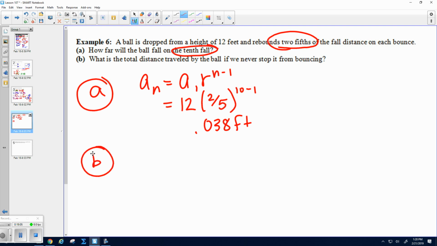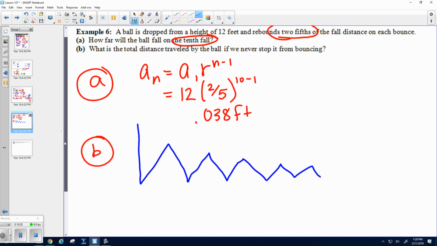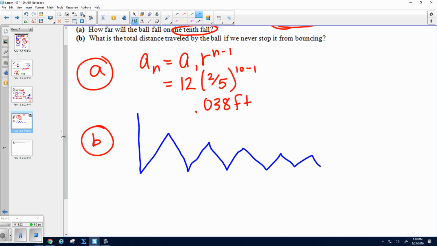Now, what is the total distance traveled by the ball if we never stop it from bouncing? So we've always got our first fall, our rebound, our next fall, our rebound, our next fall, our rebound. Okay, and it's going to keep going and going and going. So that means we have an infinite geometric series. Why does it work? Because our r value is in between -1 and 1. So we can use our new formula for the sum of the infinite series.